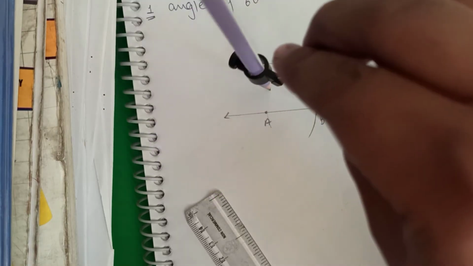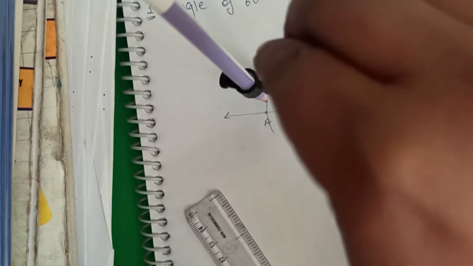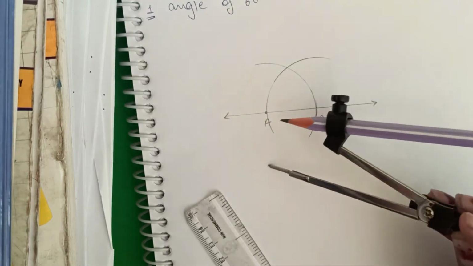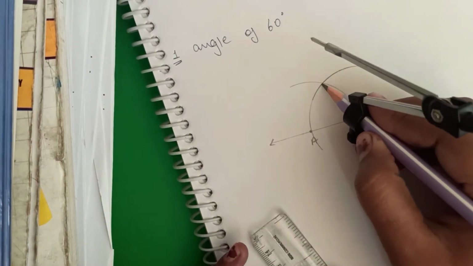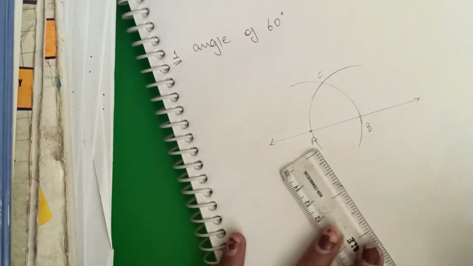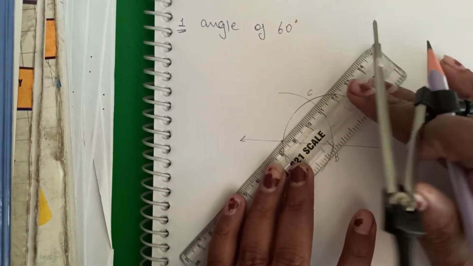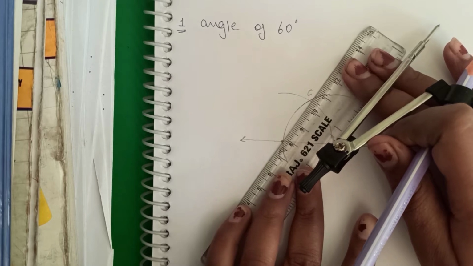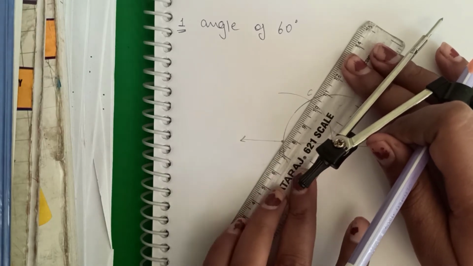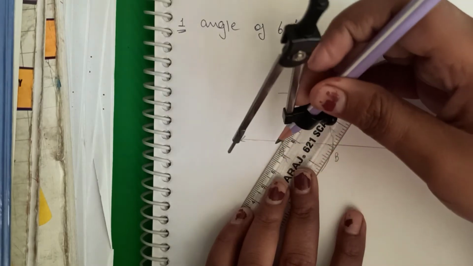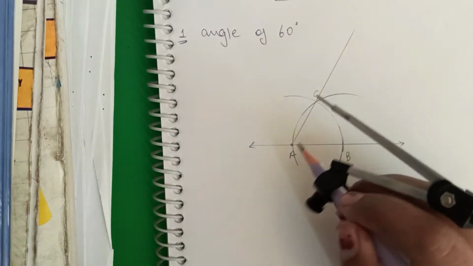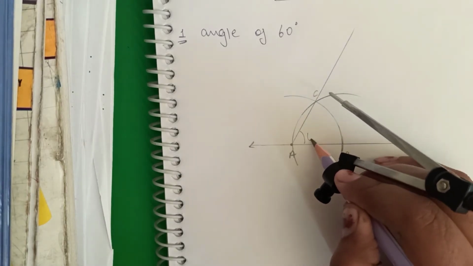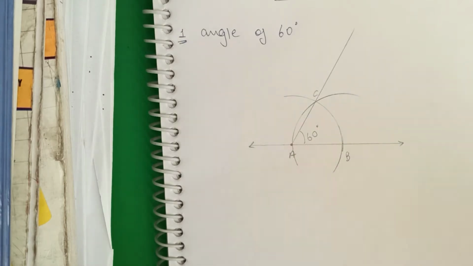See, if you do it like this, it will cross this point, like this. Then label the point of intersection of the two arcs, this one C. Now join this point with the ruler, A and C, like this, and this angle ABC is the angle of 60 degree. Angle of 60 degree. Right? I hope you understand.